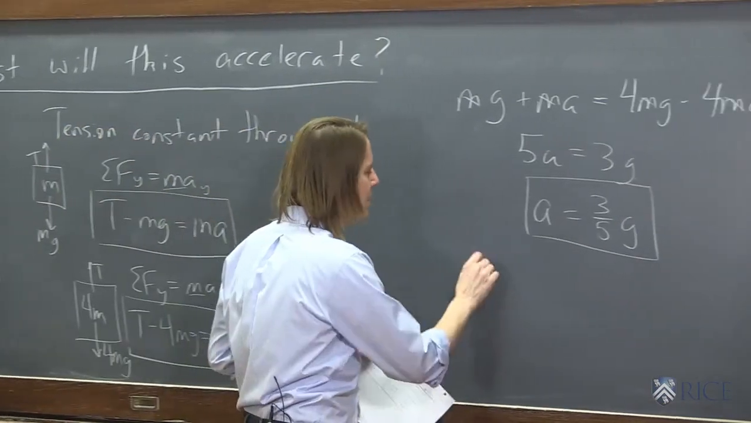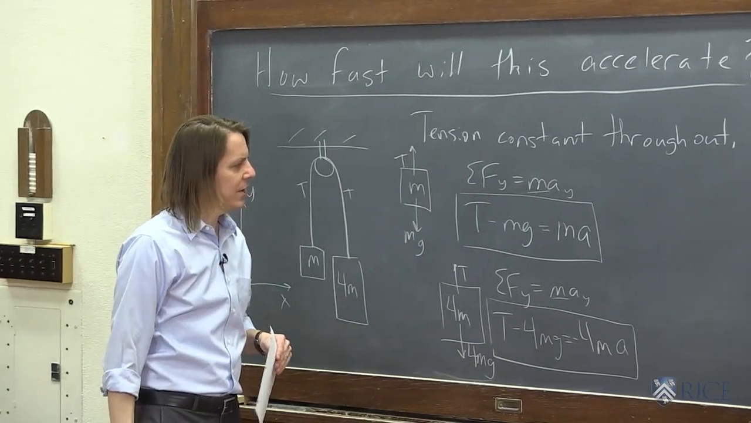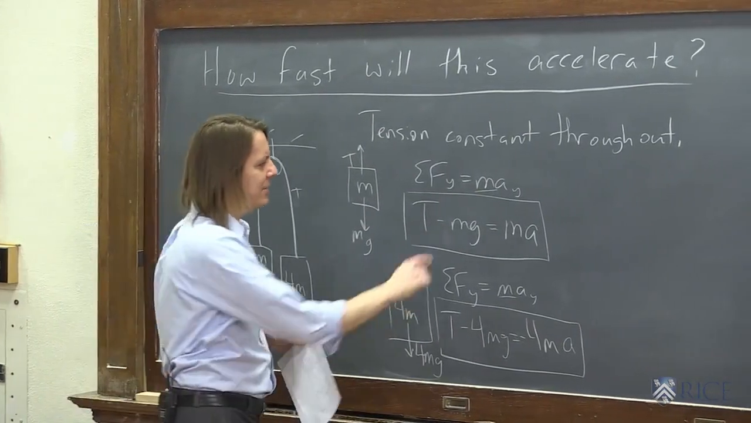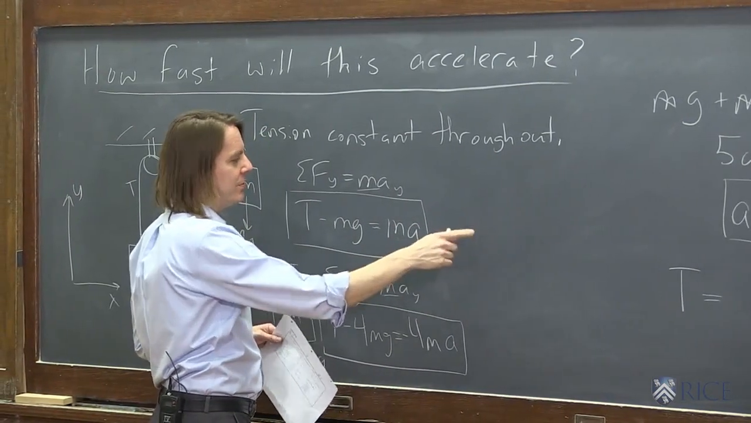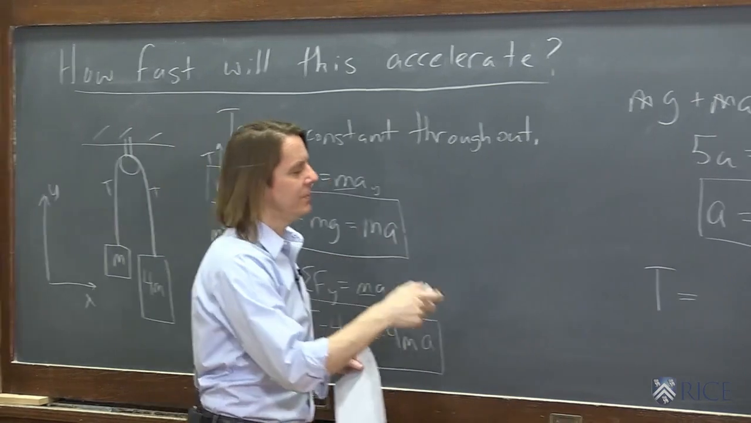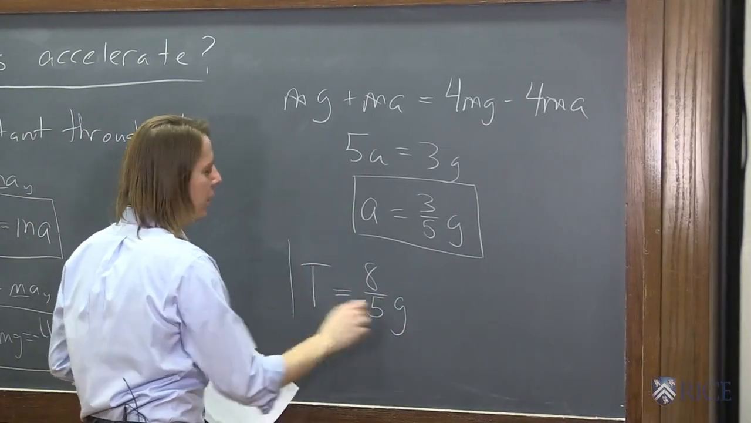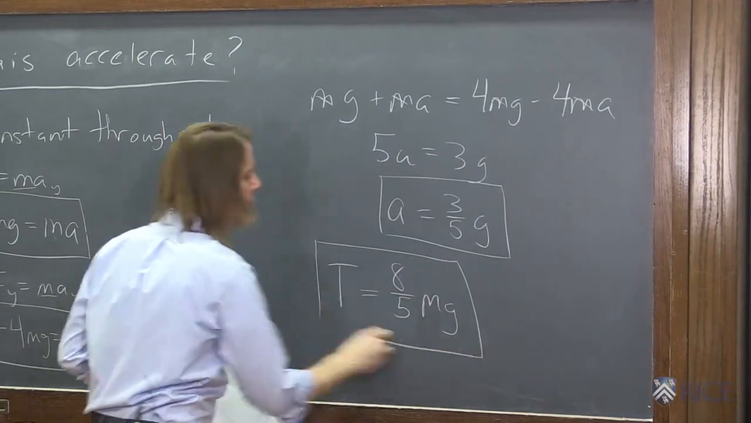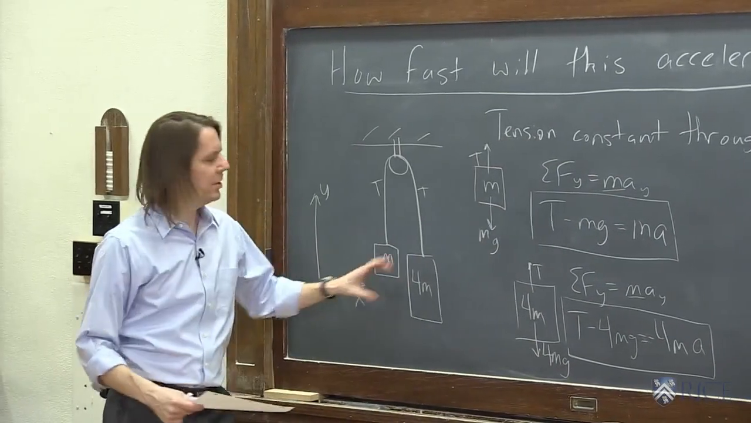We could also get T. The tension is the same on each side of the cable. And if a is 3/5 g, it'd be easiest to get it from here: ma plus mg. So it's 3/5 mg plus 5/5 mg, it's 8/5 mg. All right. So the tension is somewhere between the weight of this one and the weight of that one.